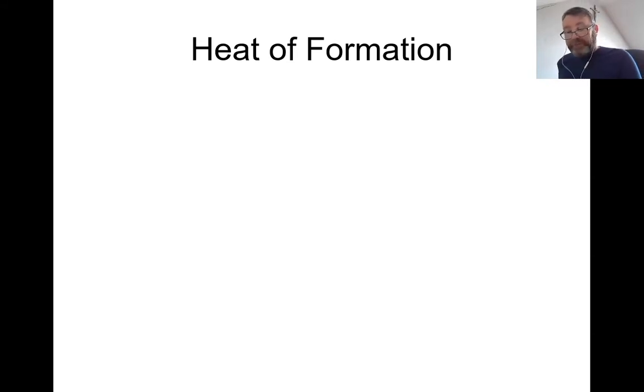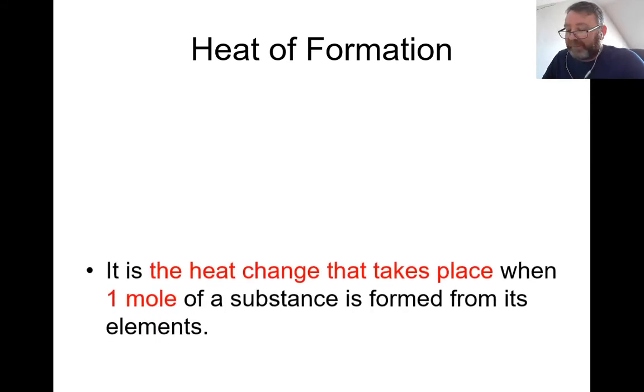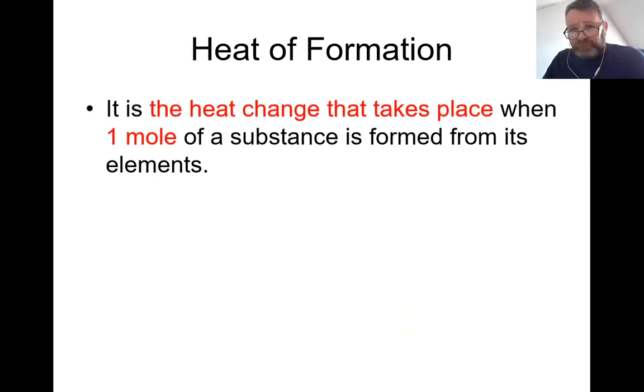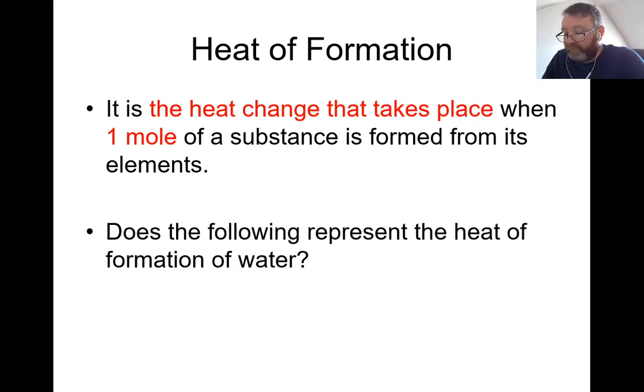So in this case here, it is the heat change that takes place when 1 mole of a substance is formed from its elements, or 1 mole of a compound is formed from its elements. That is the definition for the heat of formation, and that is going to be crucial for moving forward into the mathematical aspect of thermochemistry. Okay, so there's your 4th and final definition. It is the heat change that takes place when 1 mole of a substance or 1 mole of a compound is formed from its elements.